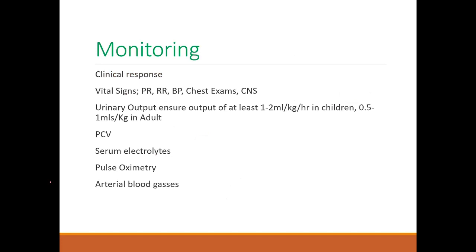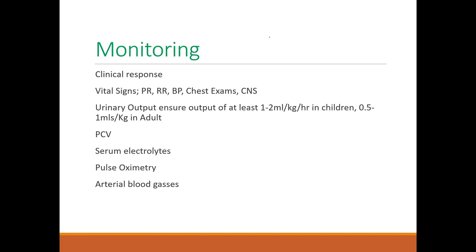Now, monitoring of a burns patient. You monitor the clinical response to your resuscitation. You monitor the vital signs of the patient, the pulse rate, respiratory rate, blood pressure, okay? Examine the chest and the CNS. You have to ensure the patient is making adequate urine output. For children, adequate urine output is 1 to 2 mL per kg per hour, while in adults it is 0.5 to 1 mL per kg per hour.